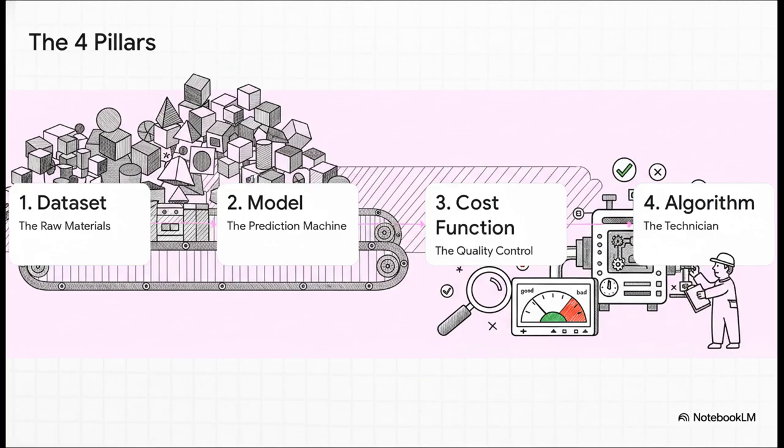The best way to think about it is like a factory assembly line. First, you need your raw materials. That's the data set. Then you feed those materials into the model, which is our prediction machine. Next up, you've got to have quality control, right? That's the cost function. It tells us how well our machine is actually doing its job. And finally, you bring in the algorithm, which is like the expert technician who tunes and perfects the machine. Those are our 4 pillars.